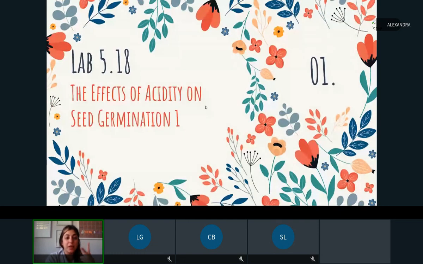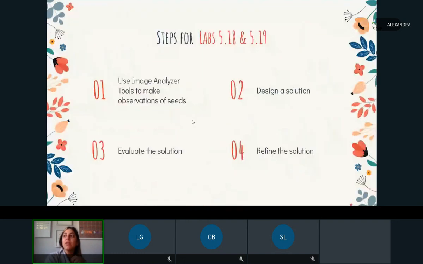So there's two parts, remember, they are both assigned for Friday. So you have two lessons for Friday, and that is each part of this lab. So we're going to talk about the effects of acidity on seed germination 1, right? So that's the first part of the lab. So here are the steps for both labs.